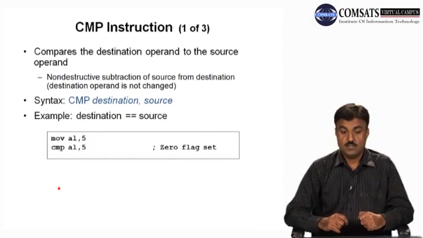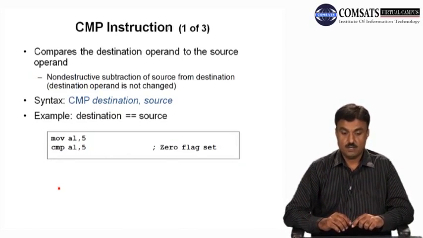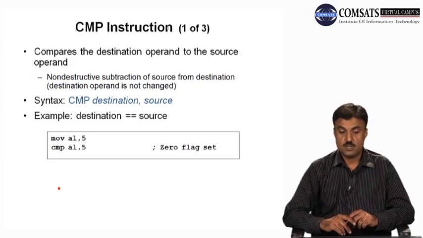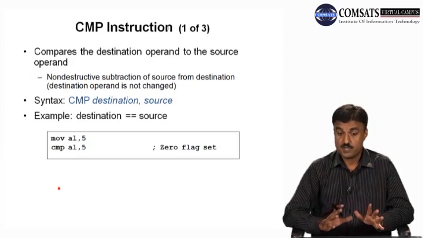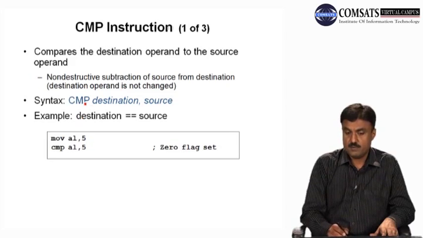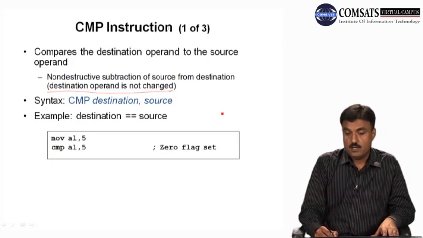Now we will discuss the comparison instruction. This comparison instruction does not modify any source or destination registers or operands. It compares the destination operand to the source operand. It's also a non-destructive subtraction of the source from the destination. So the destination operand is not changed. Source will be subtracted from the destination. We have the destination here and the source here.